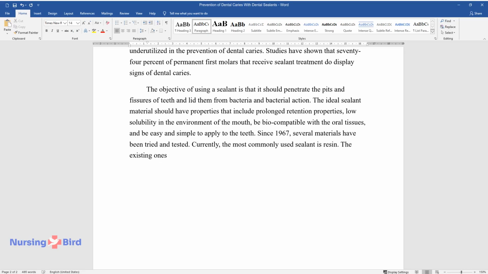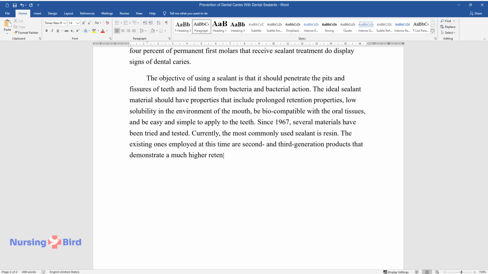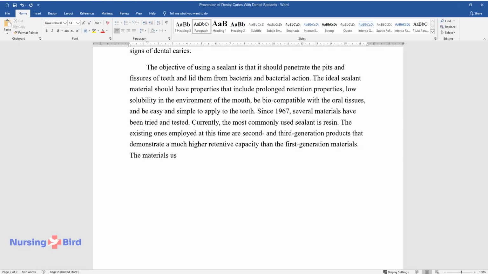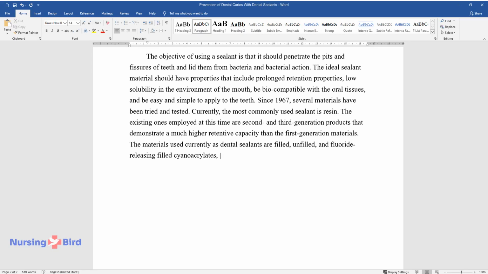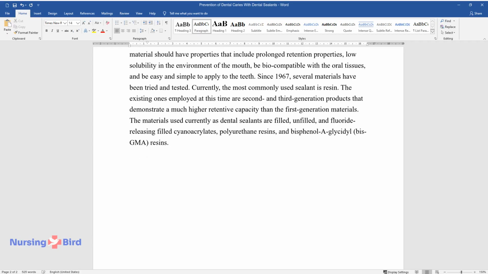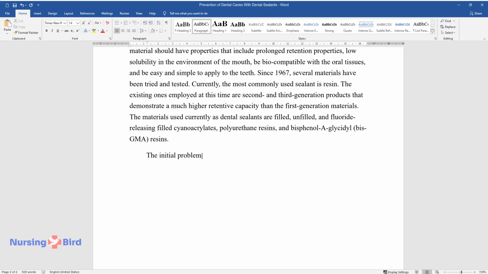The existing ones employed at this time are second and third generation products that demonstrate a much higher retentive capacity than the first generation materials. The materials used currently as dental sealants are filled, unfilled, and fluoride-releasing filled cyanoacrylates, polyurethane resins, and bisphenol glycidyl, bis-GMA, resins. The initial problem faced with dental sealants was retention.